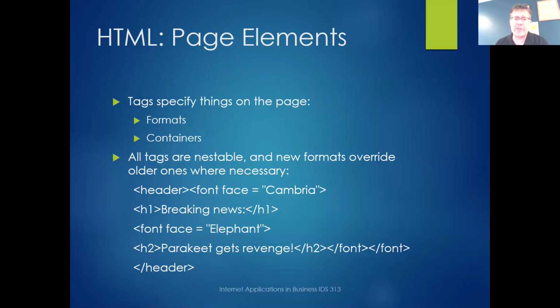In HTML, all tags are nestable. That means they can contain other tags, and new formats are going to override the older ones. For example, this is, again, a little bit of deprecated code here, but if we had one font, Cambria, right? So we started here in our header with the font Cambria, and then in one header we did breaking news, blah, blah, blah. And then the second one following after that, we switched over to Elephant. That font would apply to the H2 tag. So this parakeet gets revenge line would appear in the Elephant font, but the other text would appear in Cambria. But let's give it a try.